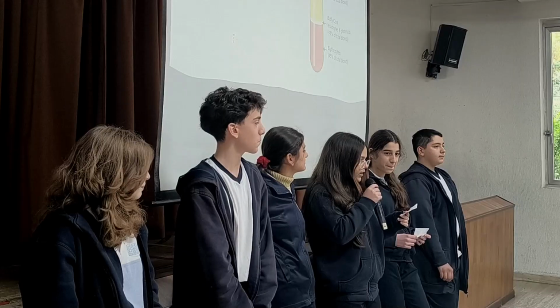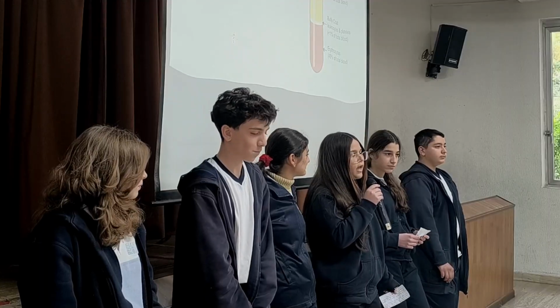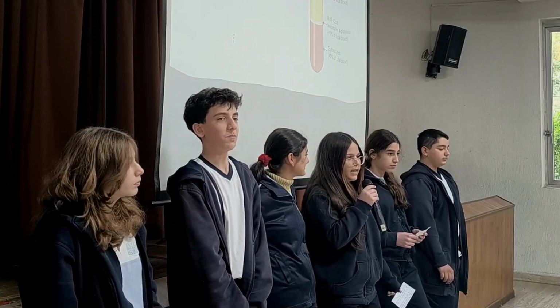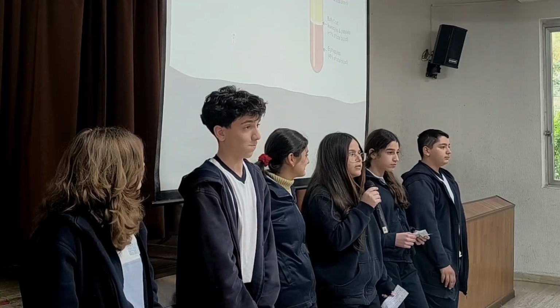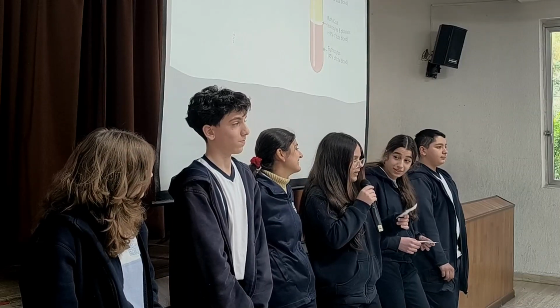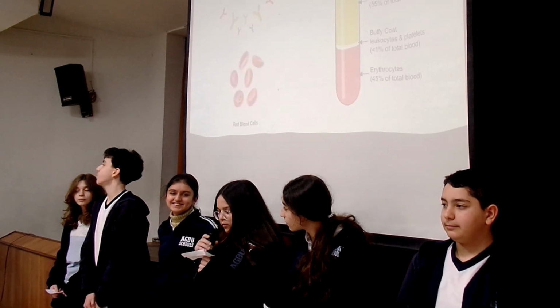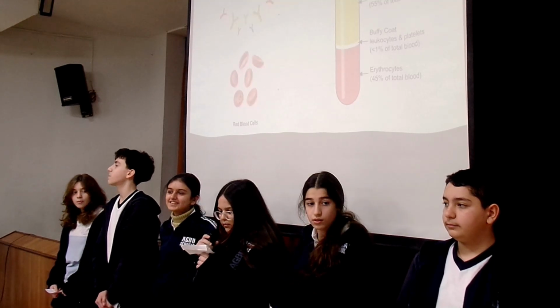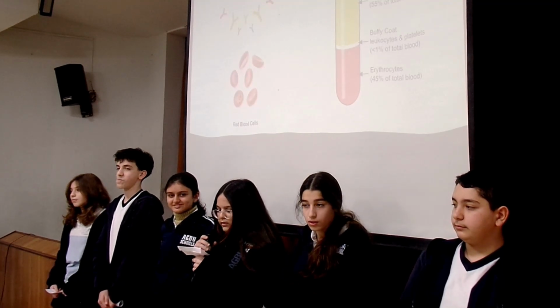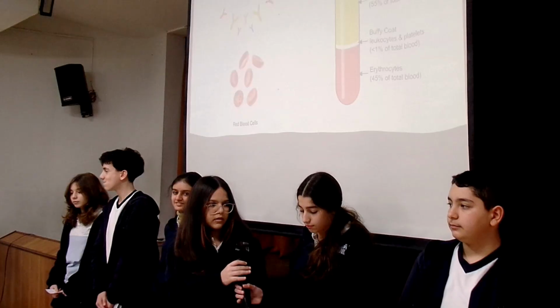The thin white layer in the middle is the buffy coat. It contains white blood cells and platelets, which help fight antigens and stop bleeding. The red layer at the bottom contains red blood cells, which make up 45% of the blood and carry oxygen throughout the body. Blood types are different classifications of human blood.